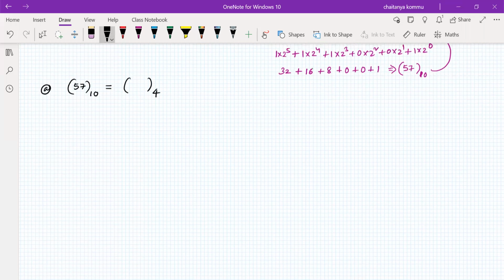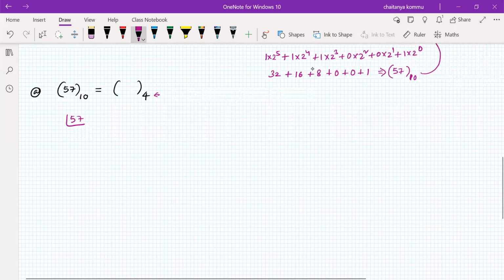Now we do the shorthand method. What radix do we require? Radix 4. So we have to divide 57 by radix 4. Can anybody tell me what this value is? 14, right? 14 times we can do it. What is the 14 value then?